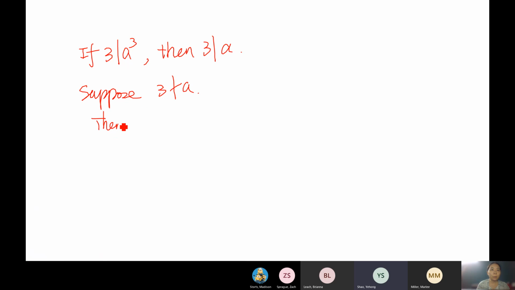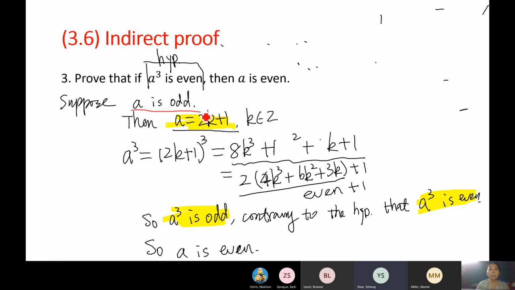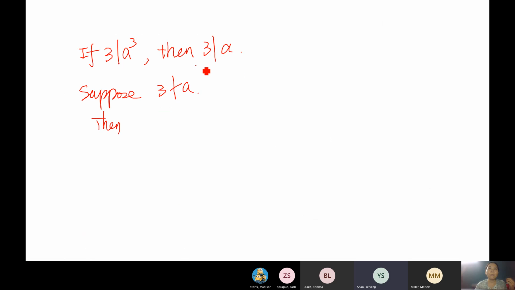Okay, so if they want us to prove that if 3 goes into A cubed, then 3 goes into A, first you suppose that 3 doesn't go into A. What conclusion follows? Previously, we assumed A is not even, which means A is odd, because any number is either even or odd. But when you have a number that's not a multiple of 3, what does this mean? In English, it means A is not a multiple of 3.